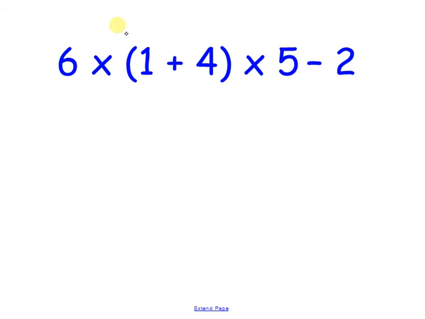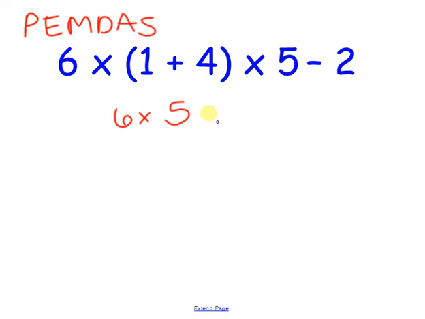All right, here's another one. I'm going to write PEMDAS at the top to hold myself accountable. All right, P parentheses first. I have parentheses right here. 1 plus 4, it's going to be 5, and I'm going to rewrite the rest of the problem. I have E for exponents. I do not see any exponents.